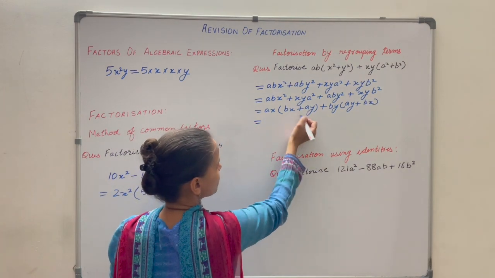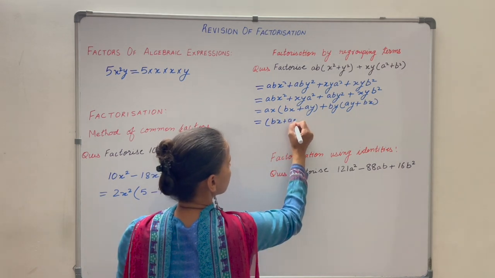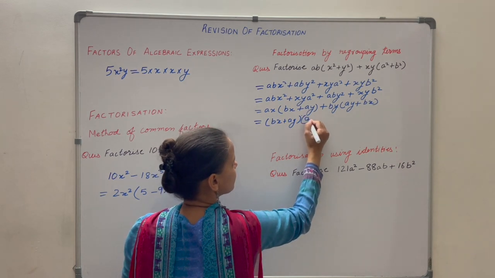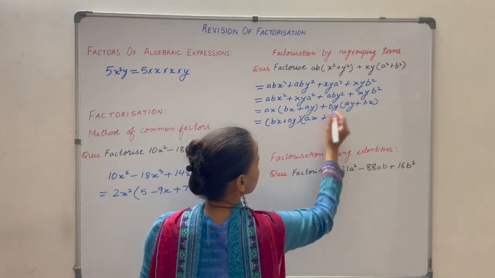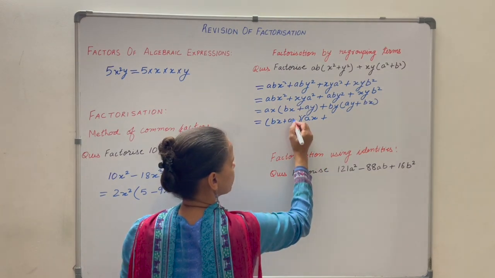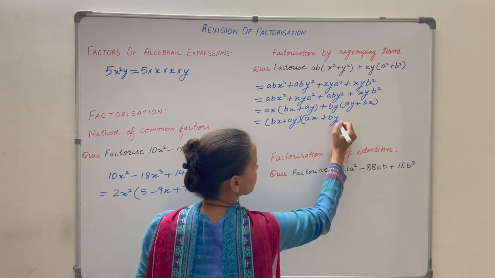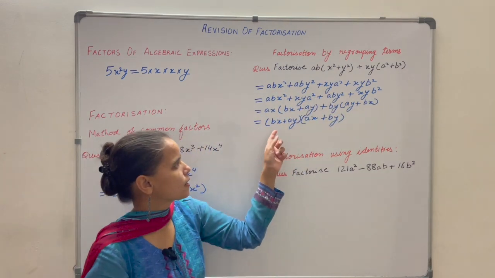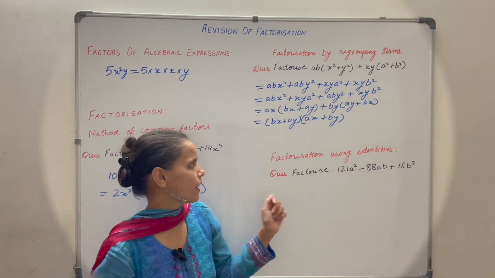So from the first term, I am going to take bx plus ay common. So what is left here? ax. And what is left here? by. Because ay plus bx you have already taken common. So what is left here? by. So plus by. So the factors for this algebraic expression are bx plus ay and ax plus by.